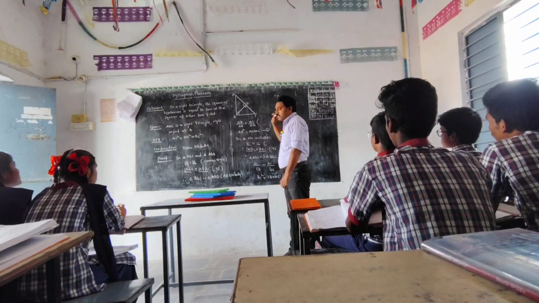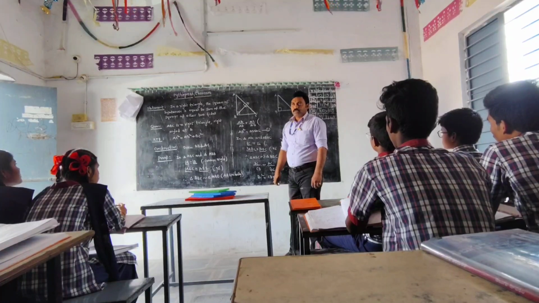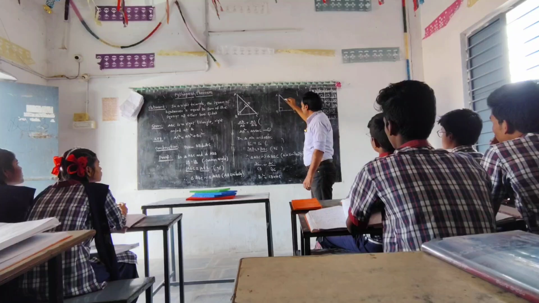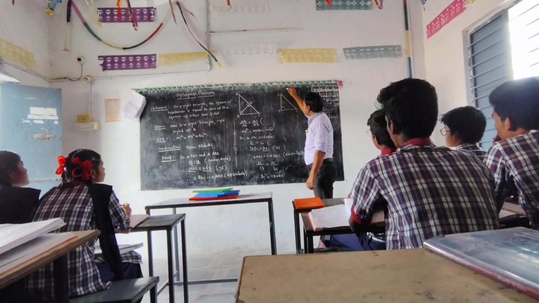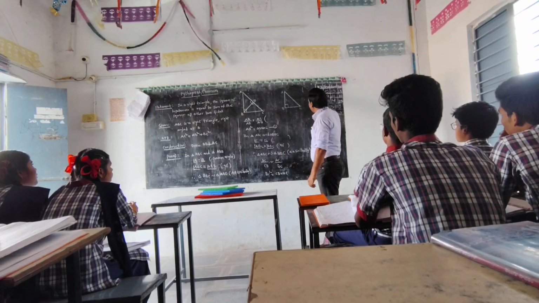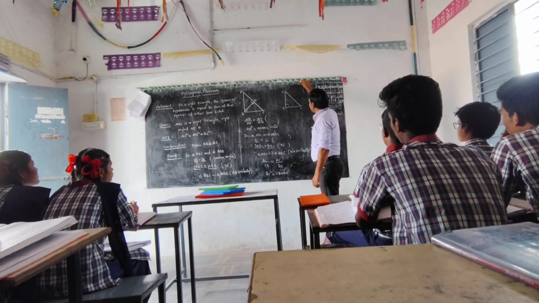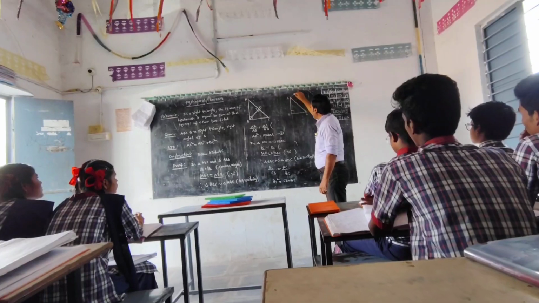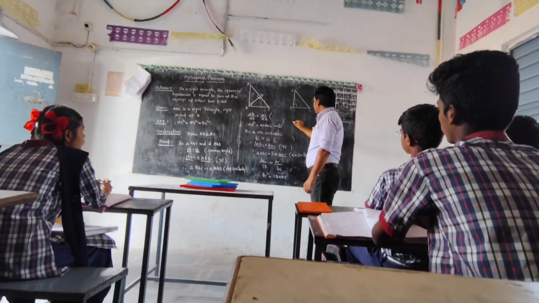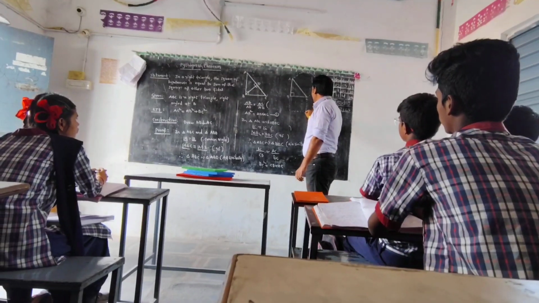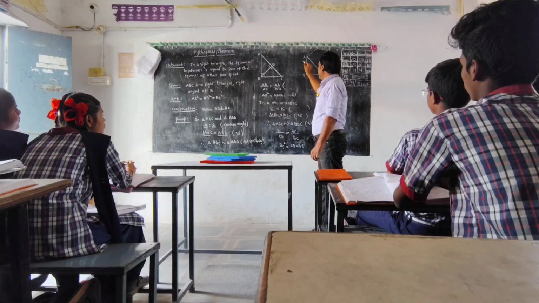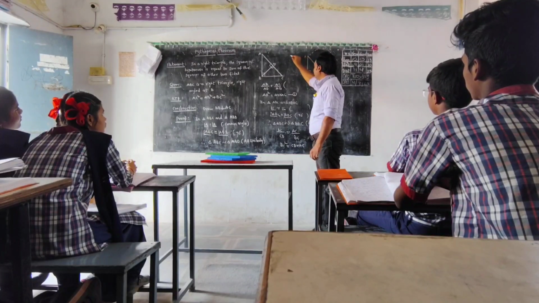How do we prove this Pythagoras theorem? I will explain diagrammatically. See here, if you draw a square for the hypotenuse, this is the square for the hypotenuse side, and this is a square for another side of the right angle triangle, and this is one more square I am drawing for the third side.